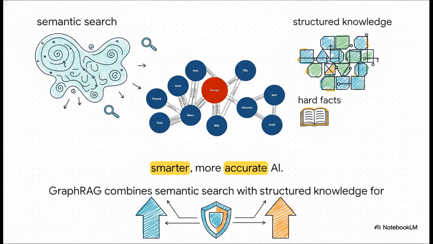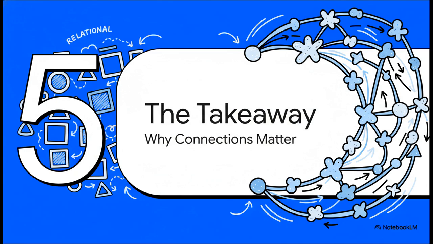And this leads us to this incredibly powerful new architecture called GraphRAG. As you can see here, it's the best of both worlds. The AI can use that semantic search to get the general gist of a question, but it can also query the knowledge graph, that brain in the center, for hard facts and explicit relationships. This combination gives the AI the context and the reasoning power it needs to make its answers way smarter and way more accurate.